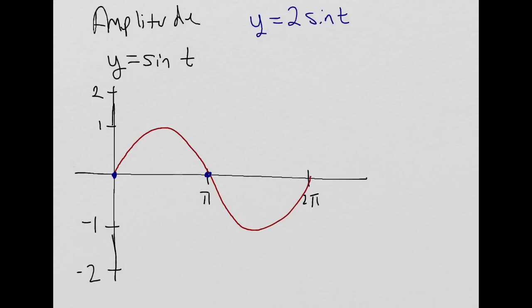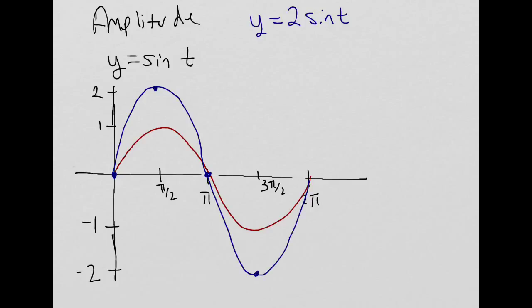But at pi over 2 and at 3 pi over 2, previously I was up here at 1, I'm going to multiply by 2. It's going to take me up to positive 2. Similarly, down here at negative 1, I multiply by 2. Takes me down to negative 2. And so now I get this shape. Same basic graph, but I've stretched it.